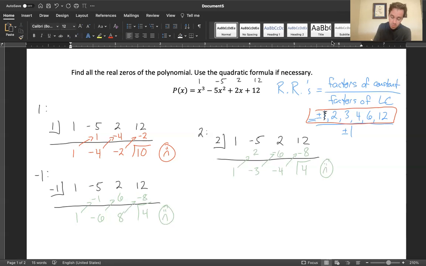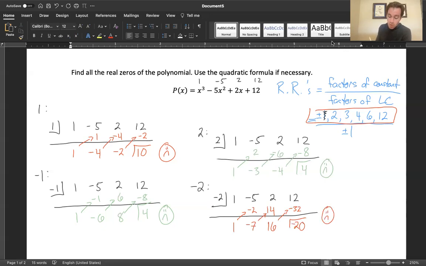Negative 2. Divide by that. 1, minus 5, 2, and 12. Copy the 1. Negative 2, that becomes negative 7. 14. 2 plus 14 is 16. 16 times negative 2 is negative 32. And that becomes negative 20. So no luck so far. Wow, this really stinks. Okay, that means we have gotten rid of the 1 and the 2.